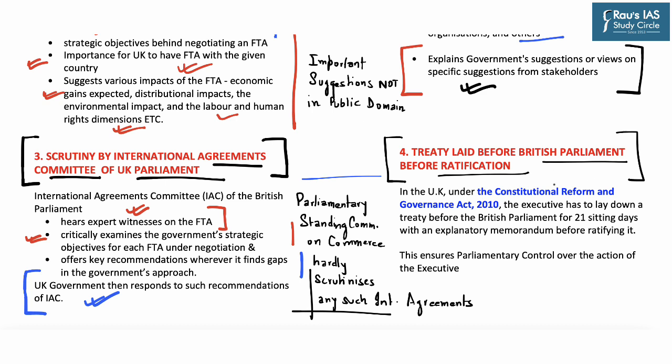So in United Kingdom, according to the Constitutional Reform and Governance Act of 2010, the executive has to lay down a treaty before British Parliament for 21 sitting days along with an explanatory memorandum before the ratification of the treaty. And this ensures parliamentary scrutiny and control over the action of the executive. Now again, if we compare with the process followed in India, then in India, the executive does not lay down the policy before parliament for its approval before ratification.